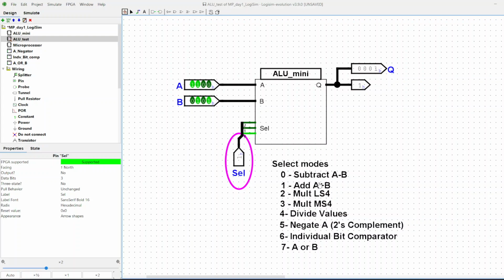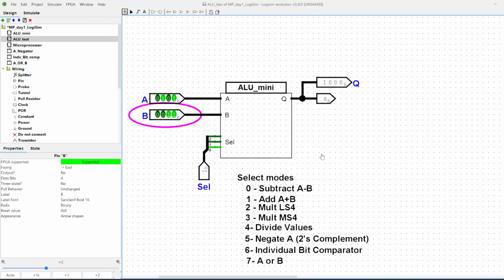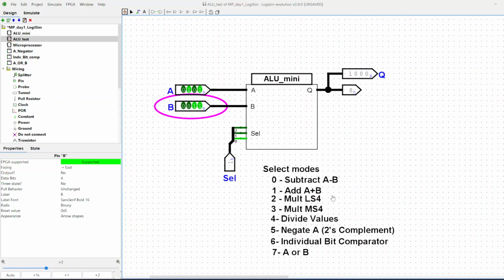Now, mode number 1 is add A and B. So, if we add, for example, 9 plus 1, we get 10. Then in hexadecimal, it's A. Let's try, for example, adding 5 and 3, and we will get 8 in both ways.